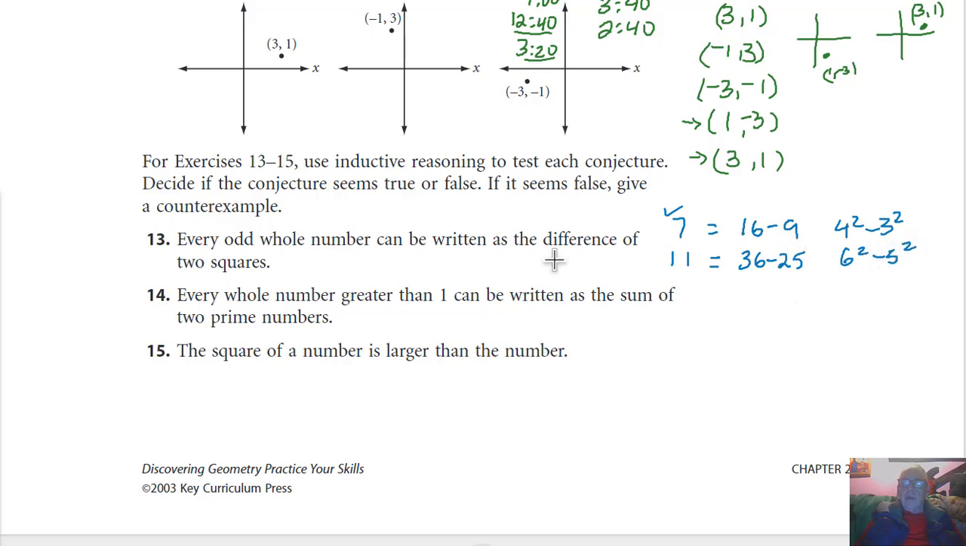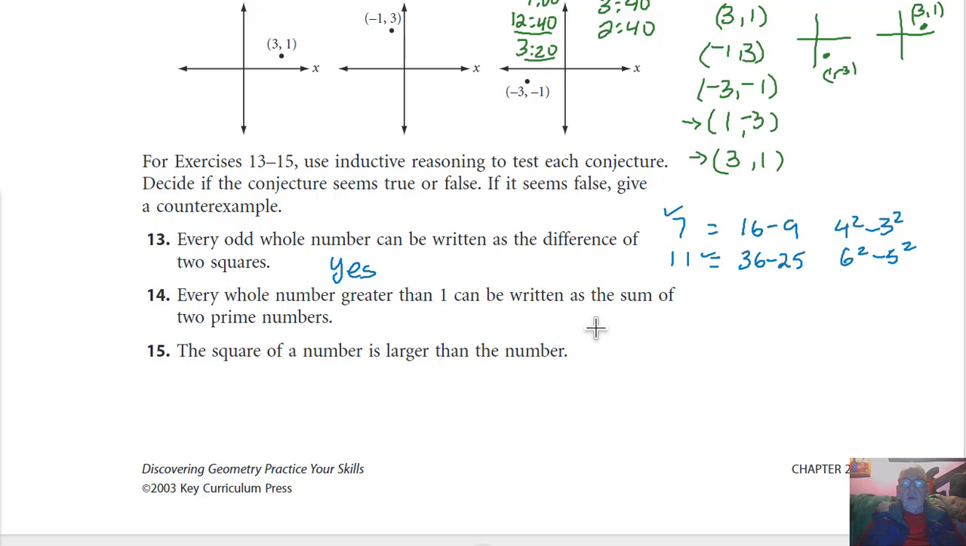I didn't say anything about consecutive squares, but that seems to work. Let's try 7 squared minus 6 squared. See, 7 squared minus 6 squared, 49. That's not going to work. So it doesn't always work with the consecutive squares. But this seems to work. Okay, let's look at number 14.